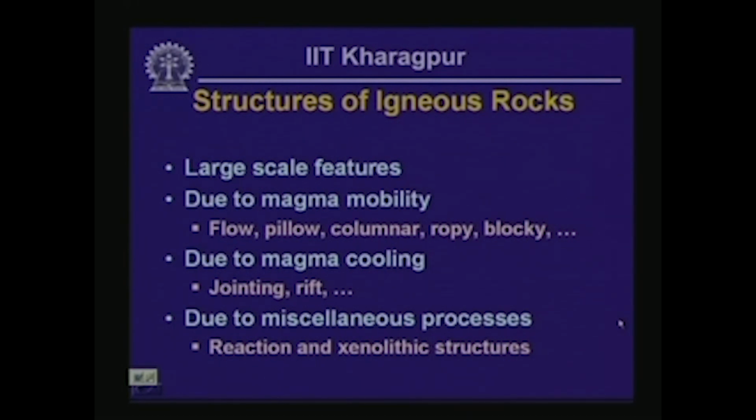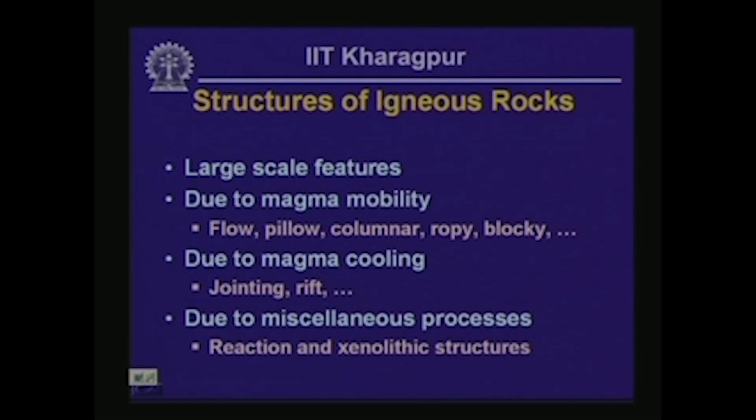And it could also be because of differential cooling of magma, as a result of which development of joints and rift structure could develop within the rock mass. Then there could be miscellaneous chemical processes. For instance, there could be reaction or xenolithic structure, in which a magma could include pre-existing rock fragment, and that rock fragment can also partially react with the surrounding magma as the rock forming process continues.